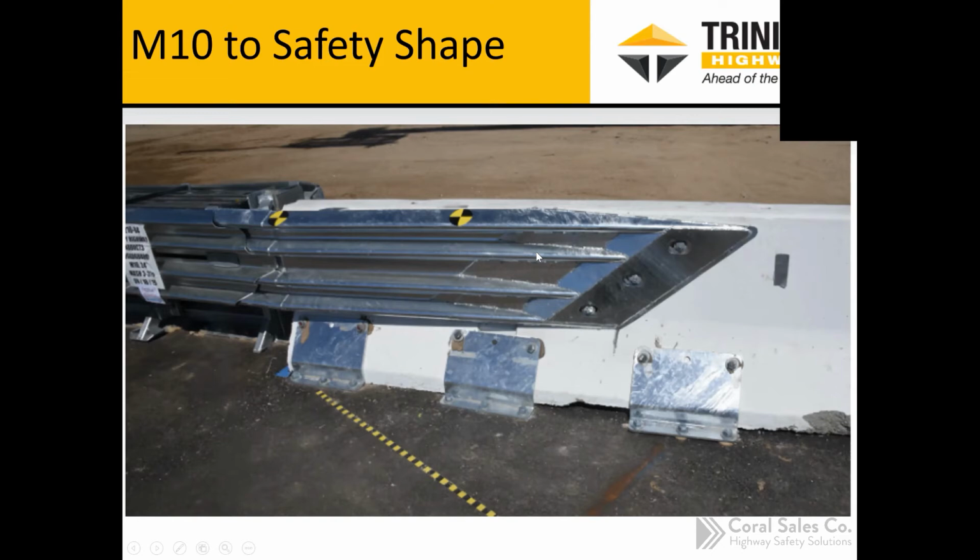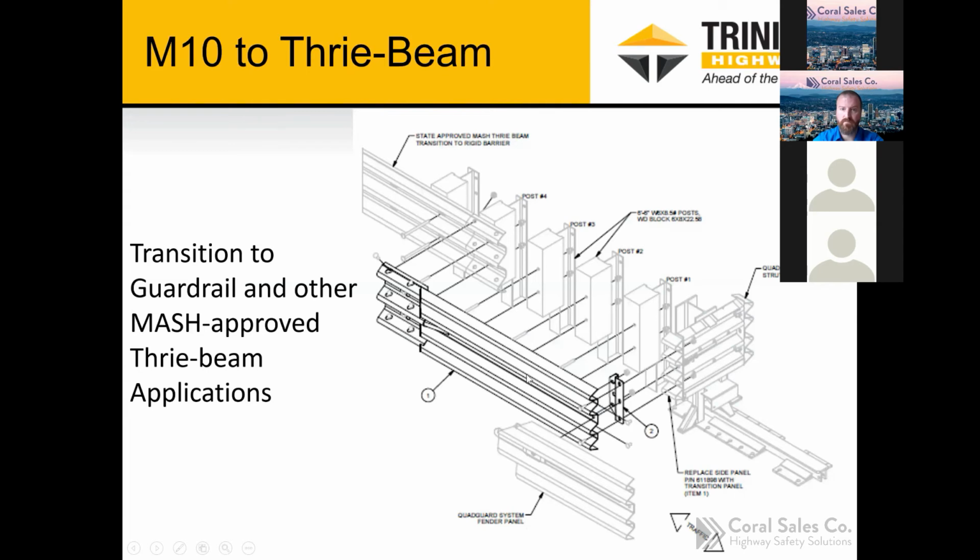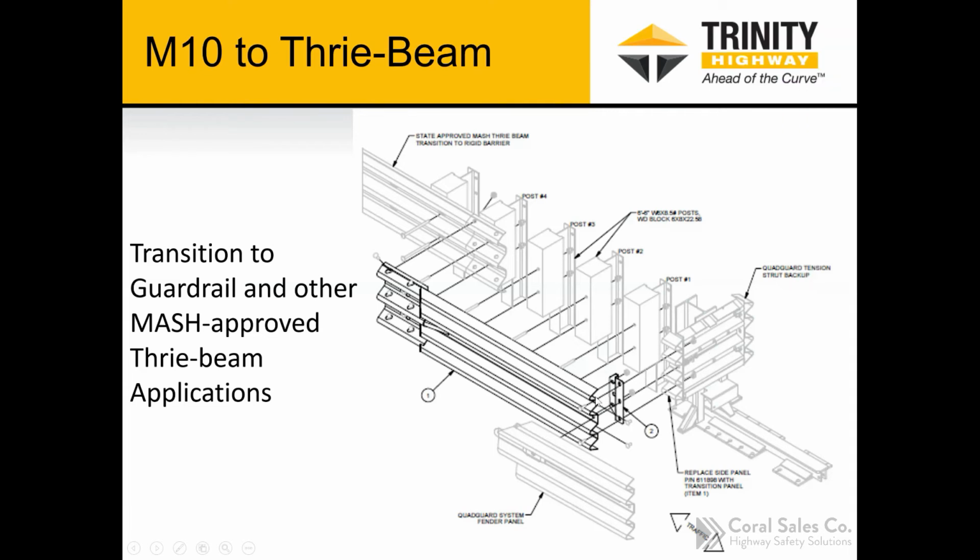So here's a drawing of our tri-beam transition. If you're going from a QuadGuard to a tri-beam, there is a separate component there, a bracket, and that bracket's going to go in between the panel and the QuadGuard backup, and you can see these attaching here. Then it's going to attach to the tri-beam shape at the back there, supported essentially by four posts. And I think I have a picture of it here, so you can see it's this section here.